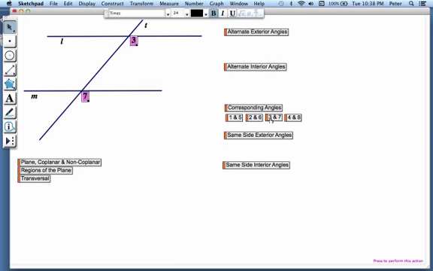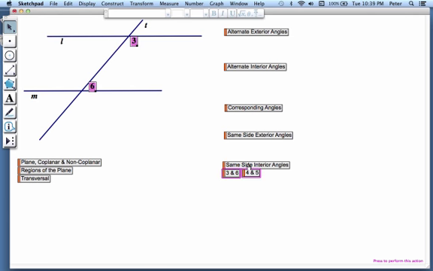3 and 7, and finally 4 and 8 are corresponding angles. The last two types are same side angles. You'll have same side exterior angles like 1 and 8, which are both in the exterior and on the same side of the transversal, and 2 and 7, also in the exterior but on the same side of the transversal.